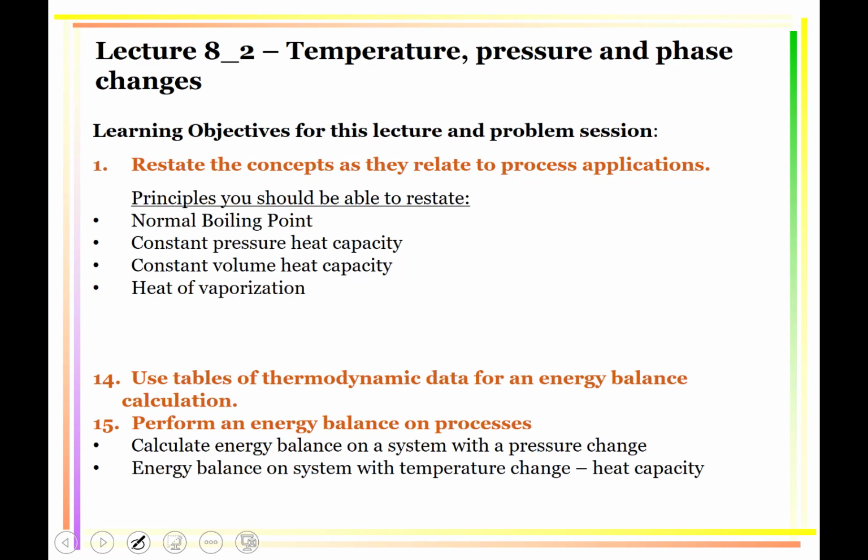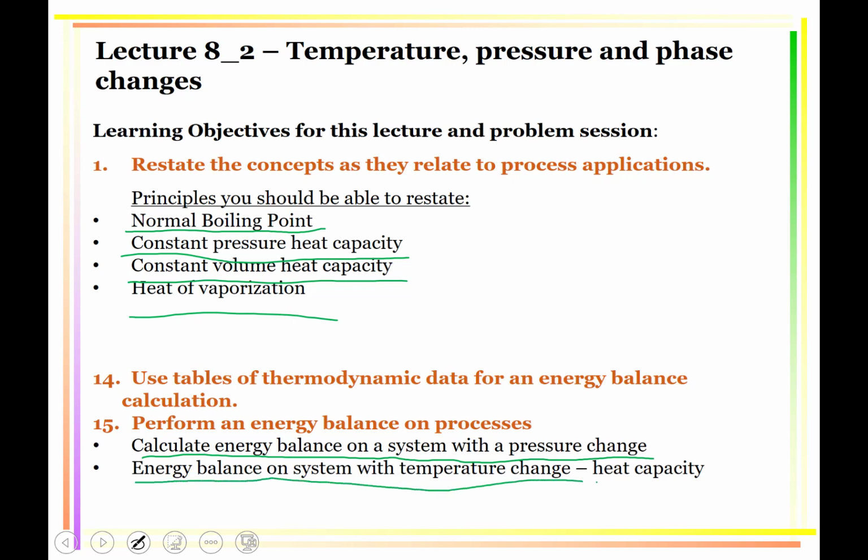Okay, so you should be able to state what is the normal boiling point. You should be able to explain constant pressure heat capacity, constant volume heat capacity, heat of vaporization. And learning outcomes for this lecture specifically, we are going to learn how to calculate the energy balance on a system with a pressure change, and we're going to learn how to carry out the energy balance on a system with a temperature change using heat capacity. We are still not going to consider chemical reactions until Chapter 9.